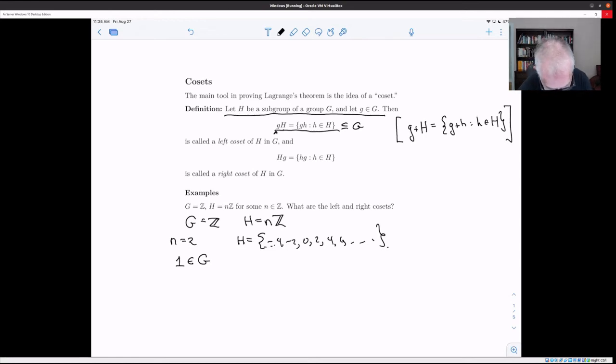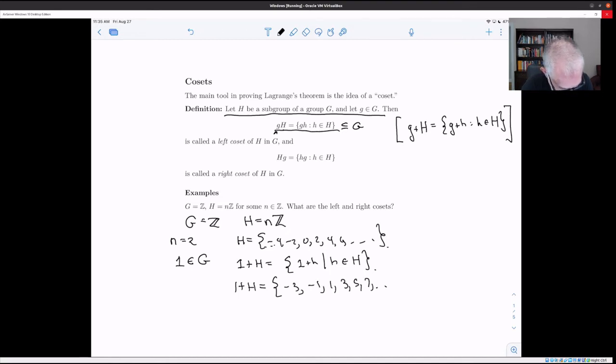So I want to take 1 + H, and that's the collection of things of the form 1 + h, where h is in H. In other words, take the collection of even numbers and add 1 to them. Well, we get the odd numbers. So 1 + H is -3, -1, 1, 3, 5, 7, ... So that's one coset, and it's a left coset, but it's also a right coset in this particular case, because of course, whether you add 1 on the left to your even numbers or 1 on the right to your even numbers, you still get the odd numbers. That's because the group is abelian or commutative.